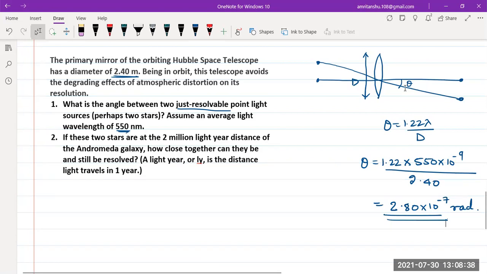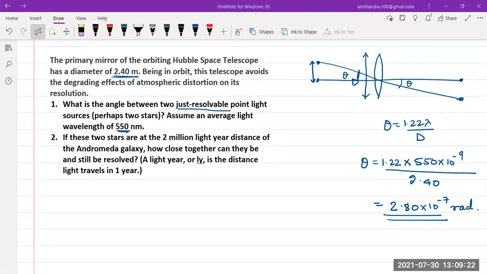This is our angle when these two stars in our far space are some distance apart. Now let's see what the actual distance between these two stars will be. If I know this theta is 2.80 into 10 raised to minus 7 radians, this theta and this theta are going to be the same. Now here you're given an estimate that these two stars are almost 2 million light years away. So 1 million is 10 raised to 6, correct?